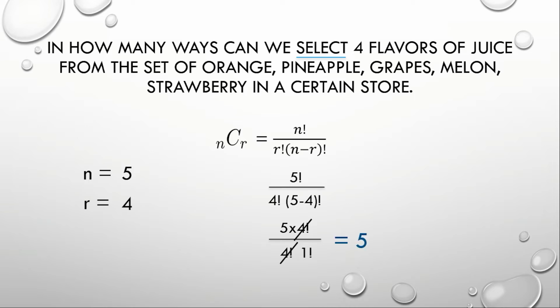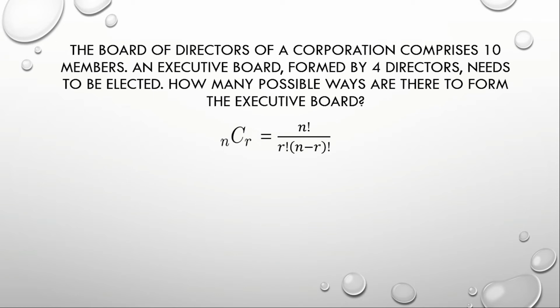Let's proceed with another example. The board of directors of a corporation comprises 10 members. An executive board formed by 4 directors needs to be elected. How many possible ways are there to form the executive board? Let's identify the values of n and r in our problem. The value of n is equal to 10 since the board comprises 10 members, and r is equal to 4, since we are going to form a board of 4 directors from our 10 members.